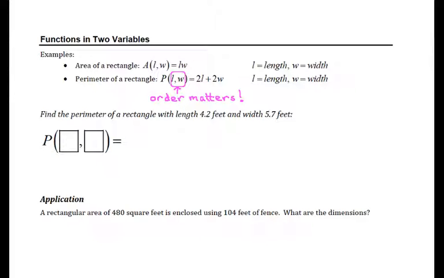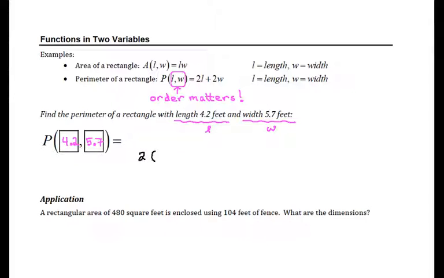So for example, if we're asked to find the perimeter of a rectangle with length 4.2 feet, so that's telling me a value of L, and width 5.7 feet, when we use this language, we have to make sure that 4.2 goes first, 5.7 goes second, so that it's clear which is L and which is W. Aside from that, we just plug them in like we would any algebraic expression.